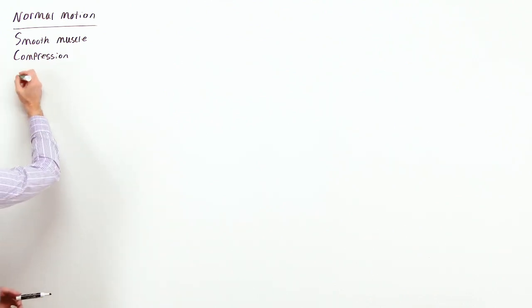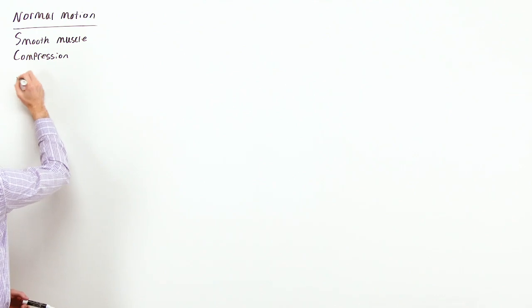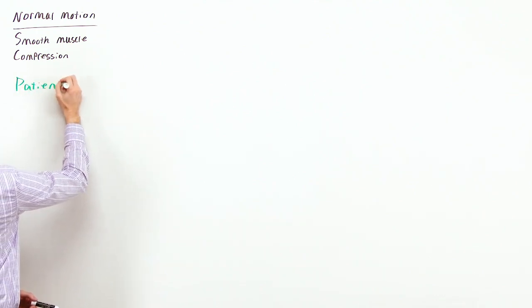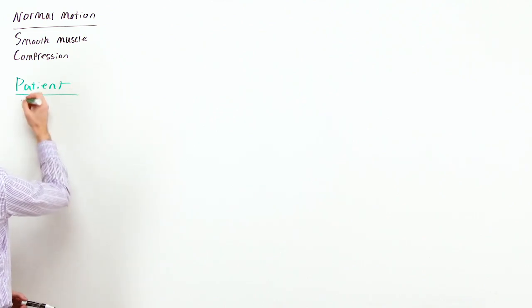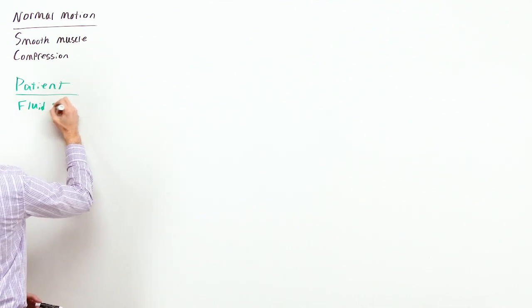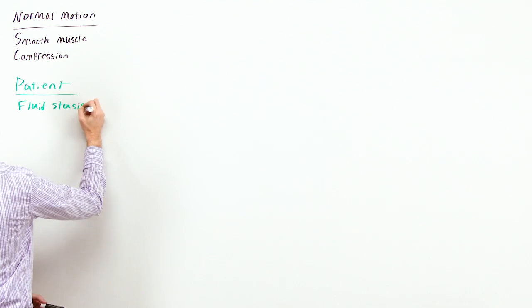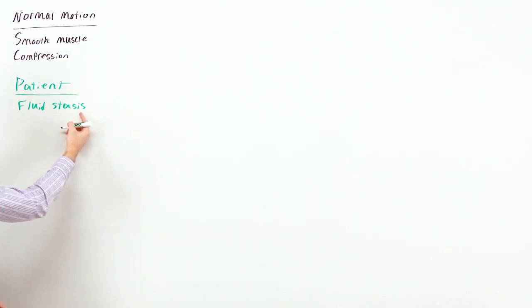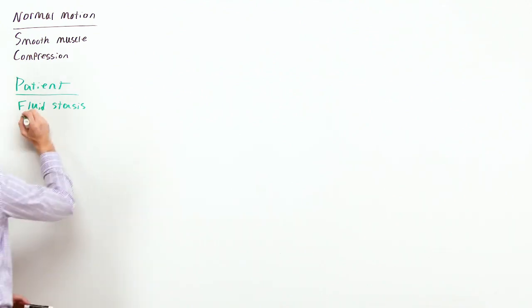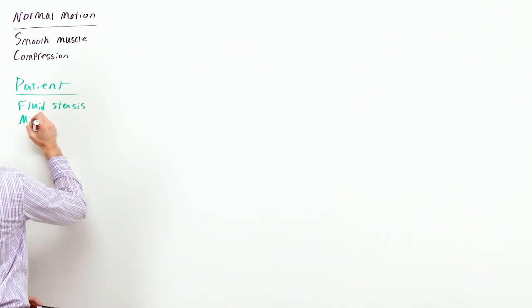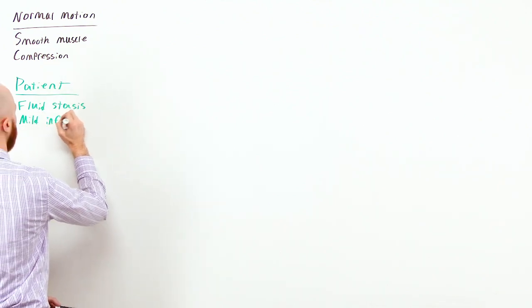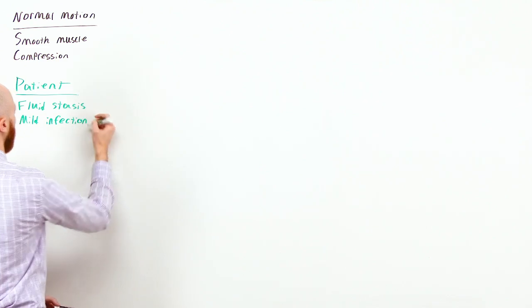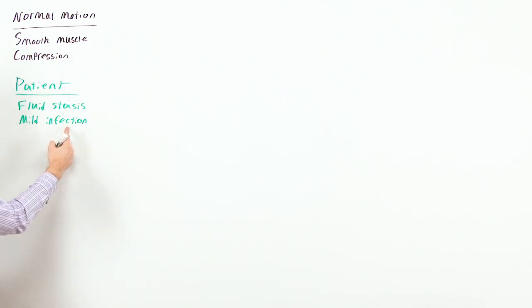So what are you going to see in a patient who has some sort of abnormal motion? Oftentimes you're going to see some sort of fluid stasis. If you see a patient who has some sort of fluid stasis, you may want to consider treating the lymphatic system. Another patient that you might want to treat is one who has a mild infection. We're going to loop back around to mild infection at the end of the lecture.